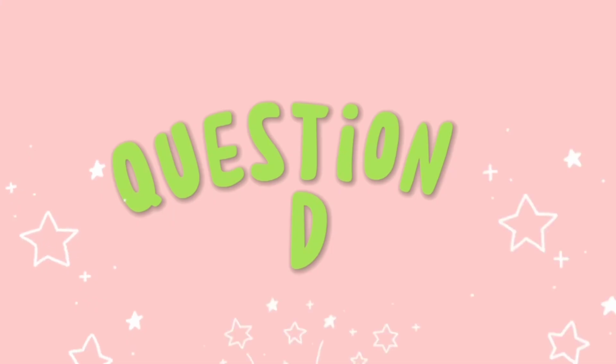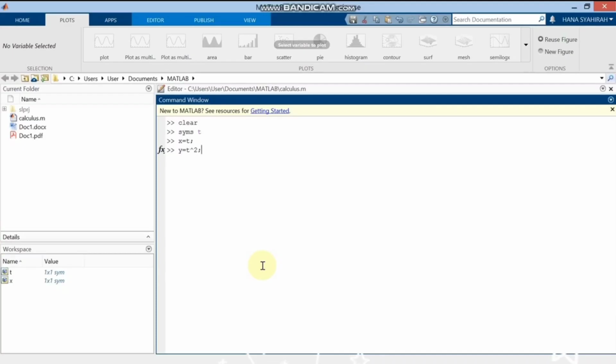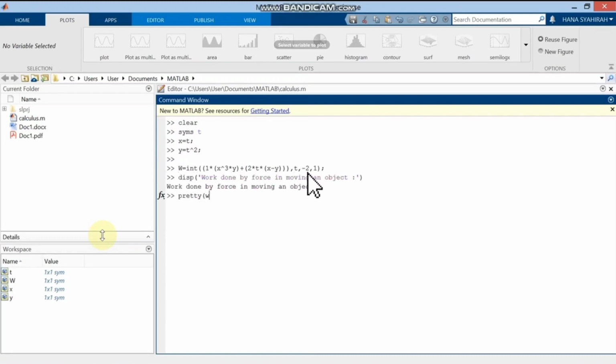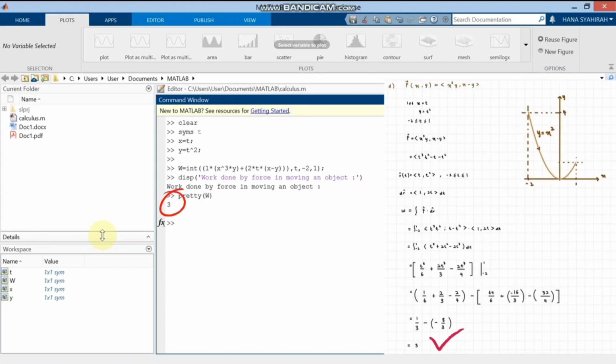Next, question D is about finding the work done by a force in moving an object. From this question, we know that y equal to x power of 2, and we know -2 less than t less than 1. After we put the information in the coding, we get the answer 3. That's all from me. Thank you.